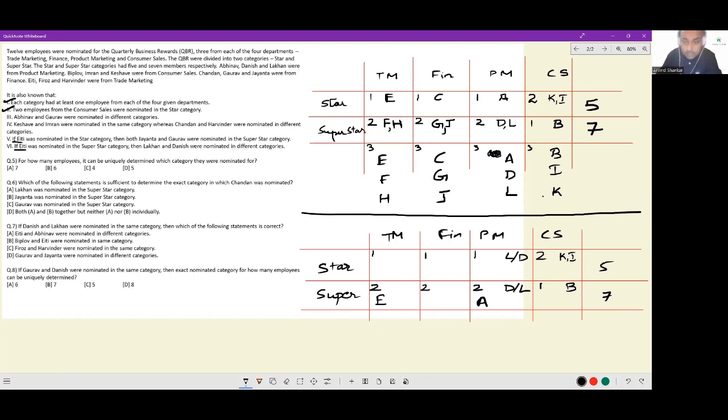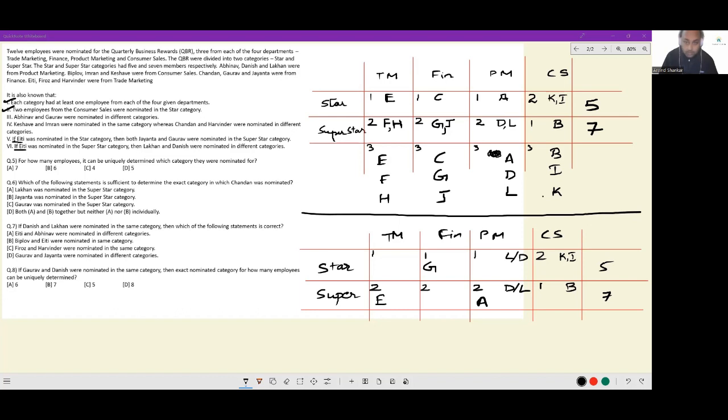About Abhinav, we had a statement. Abhinav and Gaurav are in different categories. So because Abhinav is here, Gaurav has to be here in the star category. Abhinav and Gaurav are nominated in different categories.